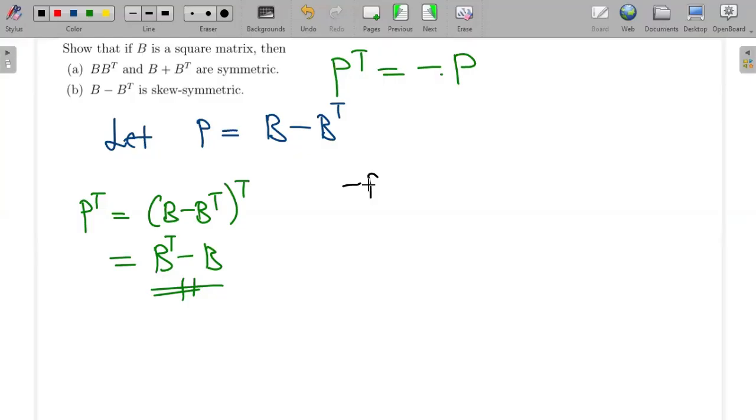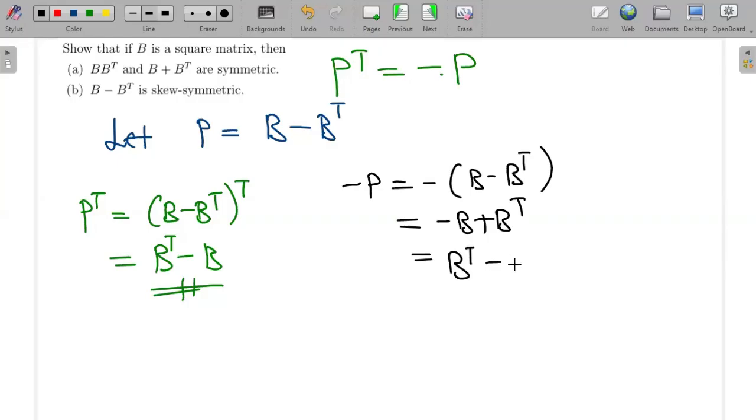So minus P simply says whatever is on this side, I also multiply by a negative because I've multiplied the P by a negative. So it will be minus and then B minus B transpose. So this will just be equal to minus B plus B transpose. Then I can start with the positive one. So that would be B transpose minus what? B. So that is my minus P.